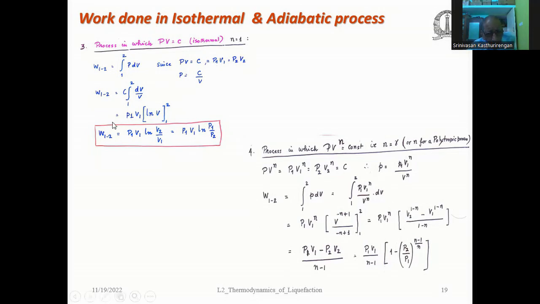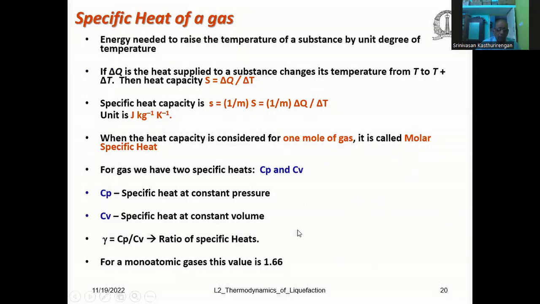So there are expressions available for this. For example, for an isothermal process, W12 is equal to P1 V1 ln(V2 by V1), or P1 V1 ln(P1 by P2). Similarly, for a polytropic process, W12 will be equal to P1 V1 by (n minus 1) into [1 minus (P2 by P1) to the power (n minus 1) by n]. If you replace n by gamma, it becomes an isentropic process. If you just retain it as n, it is a polytropic process.